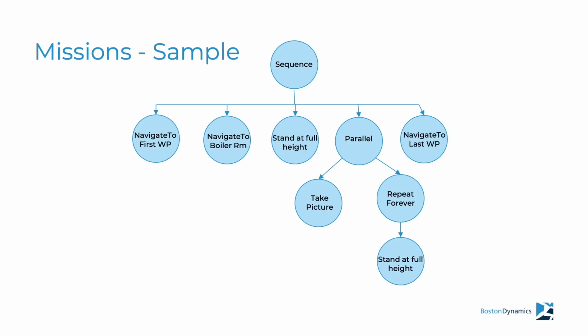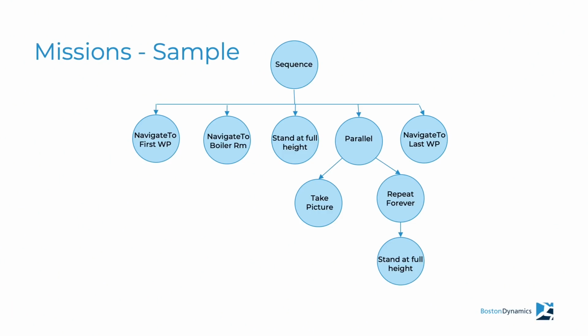So stand with full height will return as soon as the robot is at its target pose. And what the repeat forever does is it makes sure that that command is repeatedly reissued so that the robot doesn't lose its lease or think it should be doing something else. Okay? Once the take picture is complete, the parallel node will complete.